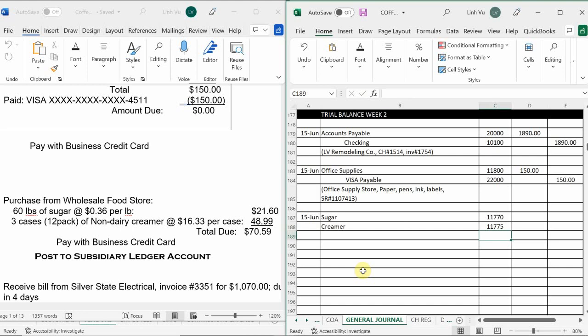Okay. How did I pay for it? Visa. So in this case, right? Now, how much was my sugar and how much was my creamer? The sugar is 21.60. Okay, and the creamer? $48.99. Giving you a grand total of $70.59. Okay. Where's the tax?